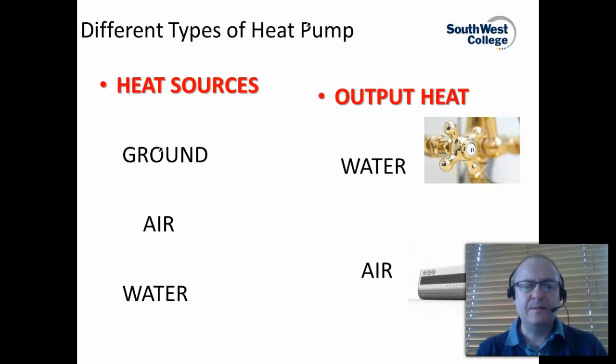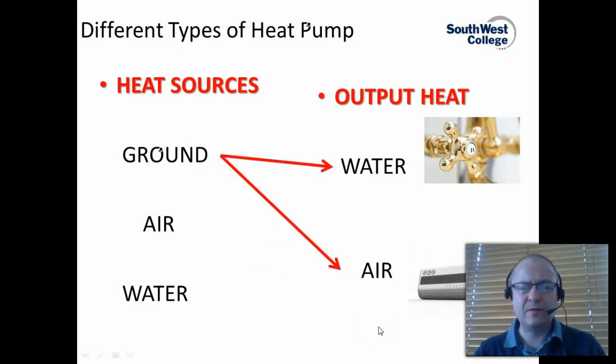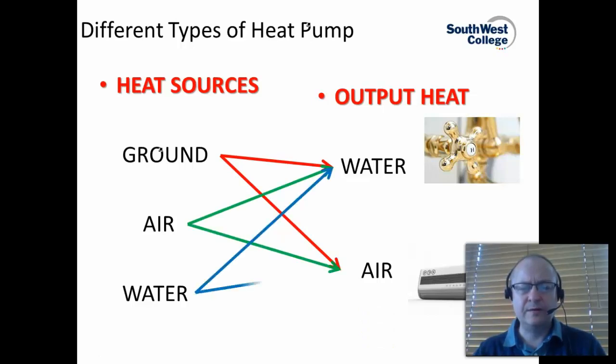And then they're defined by what they output the heat to. So they can either output the heat into hot water and store the heat generated in the hot water cylinder, or it can be output as warm air or cool air as well if the heat pump works in a refrigeration mode cycle. And basically those are the types of heat pump you can have. You can have ground to water, ground to air, air to water, air to air, and water to water or water to air. So these are your heat sources, and these are your heat sinks on the right hand side.